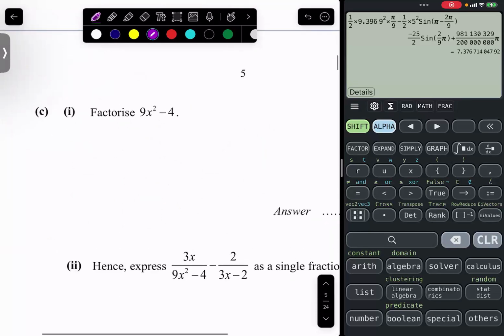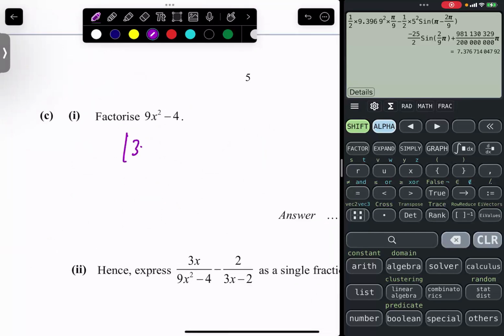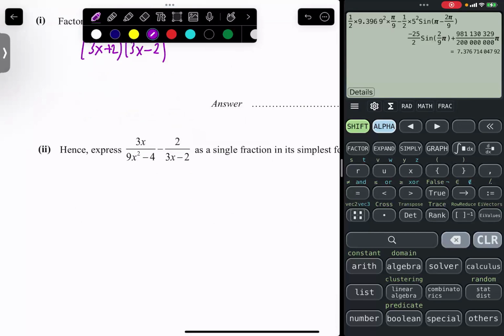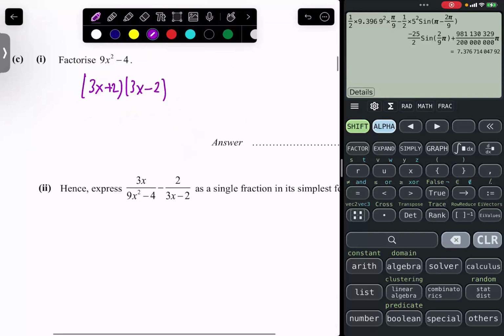Factorize 9x squared minus 4, a squared minus b squared. So 3x plus 2, 3x minus 2. Simple. Okay. Now part 2 is actually a helping question, part 1 and part 2, because I see the same 9x squared minus 4 down here as well.